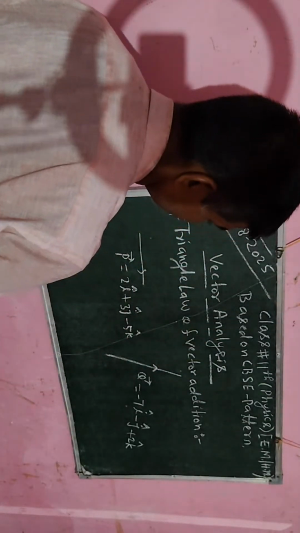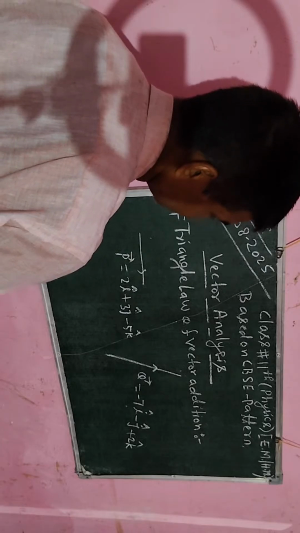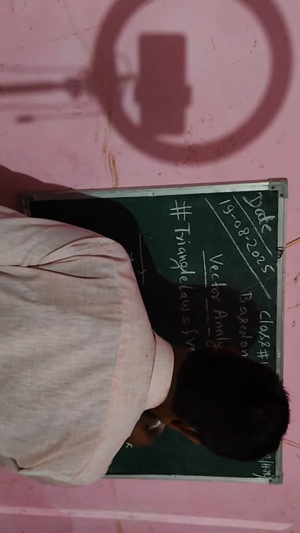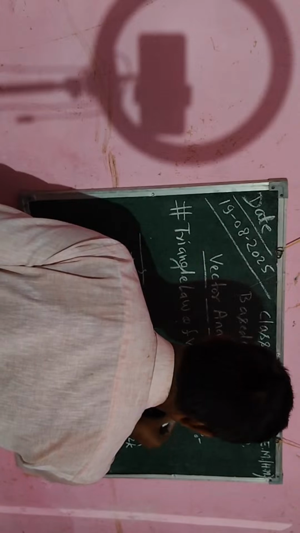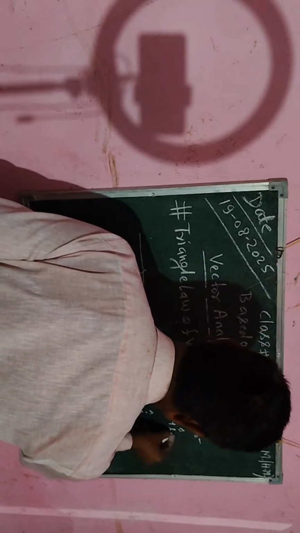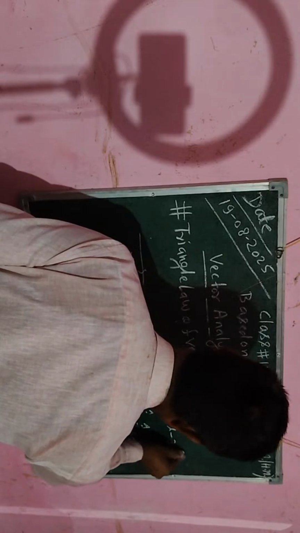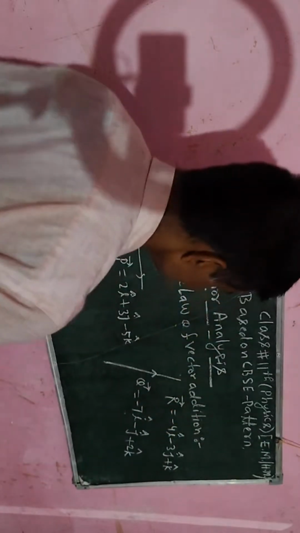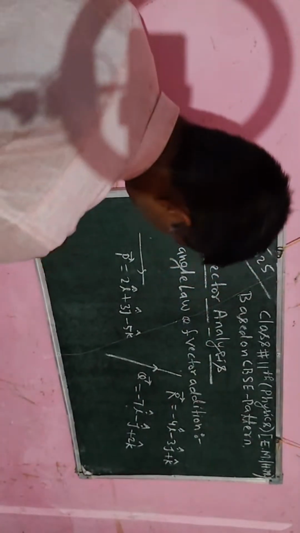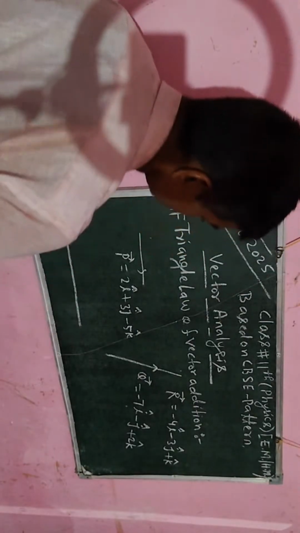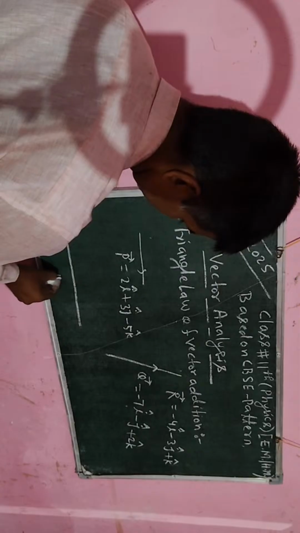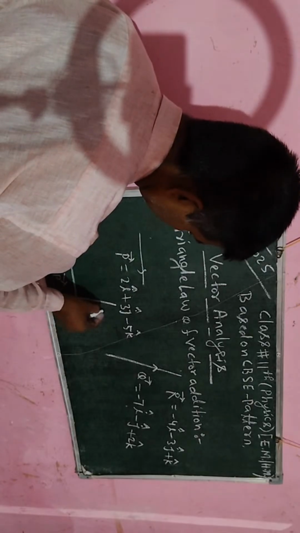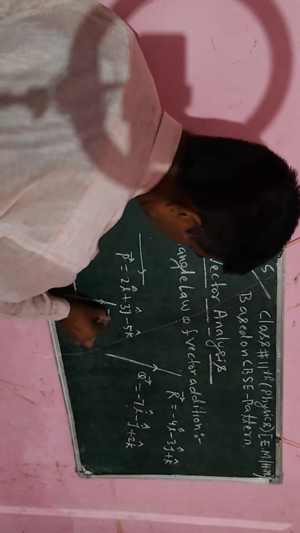So we have to find the angle between these two vectors. The resultant vector is also given: minus 4 vector i minus 3 vector j, and then vector k. This is the resultant vector. Here I will draw vector P. Now vector Q I will draw like this. So this is the vector Q, and its value is also given.